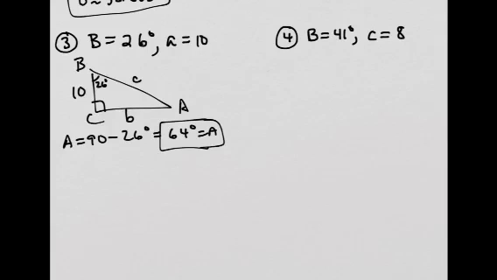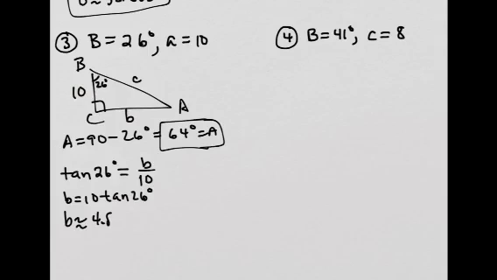For side B, since I have the adjacent and B is the opposite, I can use tangent. So tangent of 26 is opposite over adjacent, that's B over 10. So B is 10 tangent 26. So again, let's punch that into the calculator and you get B is 4.877.